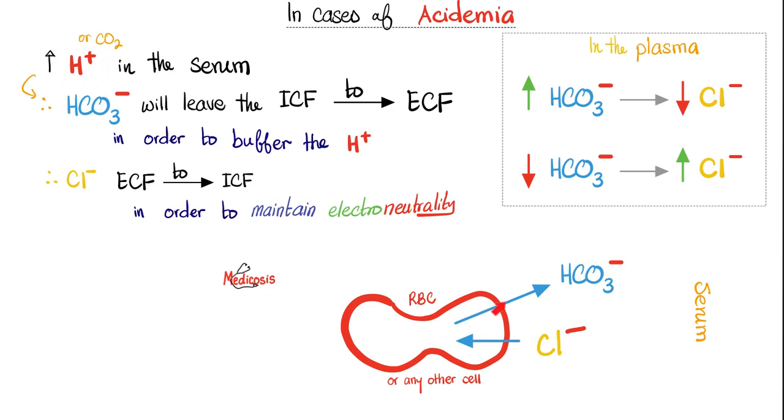However, when a negative leaves the cell, to maintain electroneutrality, another negative gotta go inside the cell. And this is Mr. Chloride. And that's why, in most cases, whenever you see increased bicarbonate in the plasma, chloride will go down, and vice versa. Cause medicine makes so much sense once you understand what you're talking about.